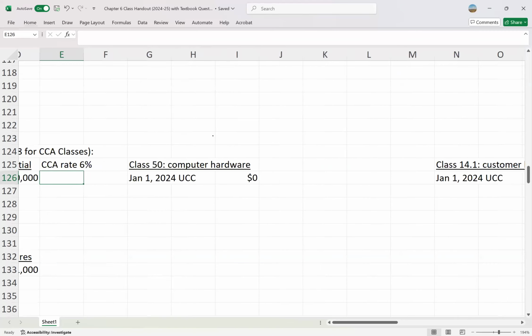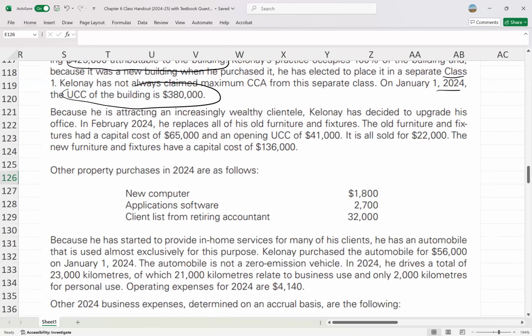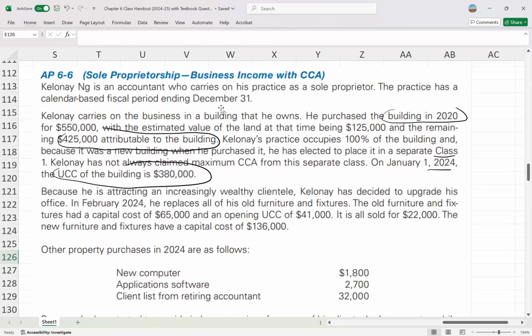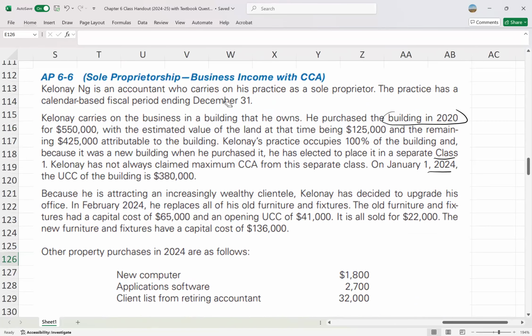And then we move on to the next part of the question. So we dealt with the building that he bought and the balance at the beginning of the year. And then we're told that in February 2024, he replaced all of his old furniture. He bought the old furniture for $65,000. At the beginning of the year, the balance in the CCA class was $41,000. He sold it all for $22,000, and then he bought a bunch of new furniture for $136,000.